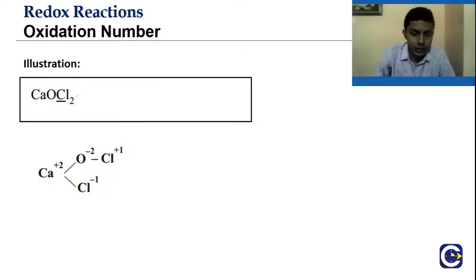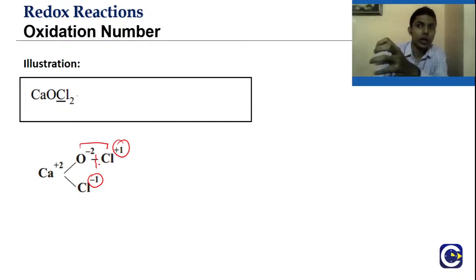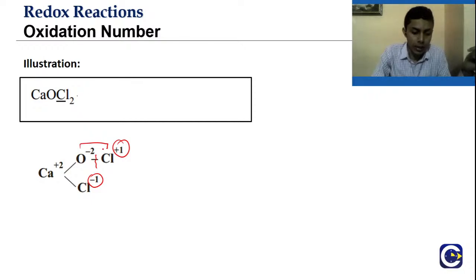What about this? It's already done. Yeah. The oxidation number of calcium is +2, oxygen is -2, chlorine is +1 in one case and -1 in another case. Here, why is it +1? Compared to oxygen and chlorine, if the bond breaks, chlorine will get positive charge, because oxygen has more electronegativity, it will take away the electron.